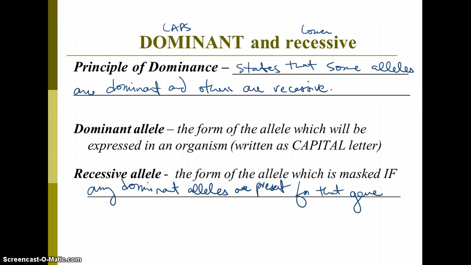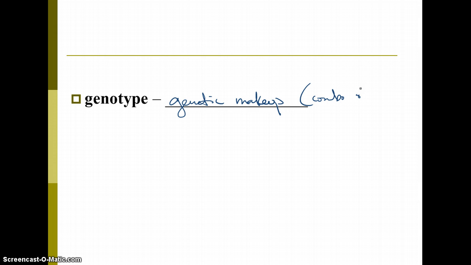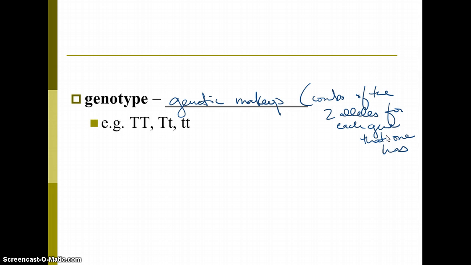Okay? So, for example, we have a few more words to do before we do some problems. So for genotype, this is the genetic makeup. And really this is the combo of the two alleles for each gene that an organism has. Okay? So for example, big T, big T, big T, little t, or little t, little t.